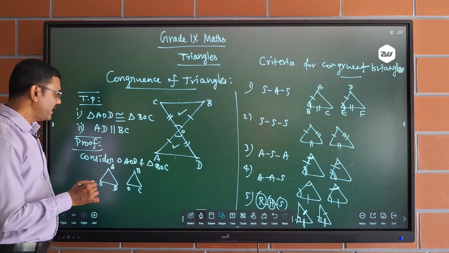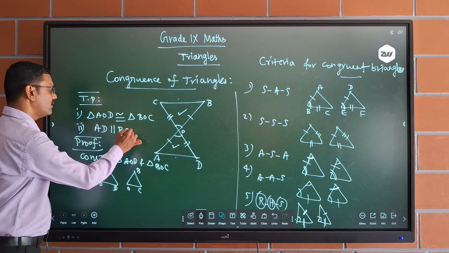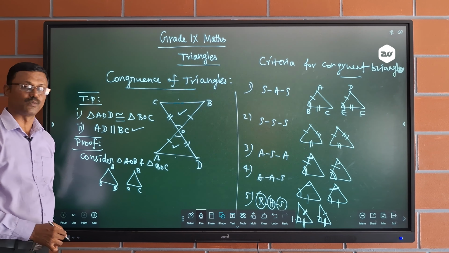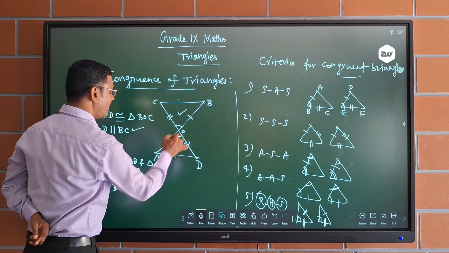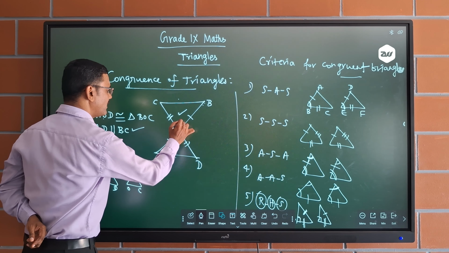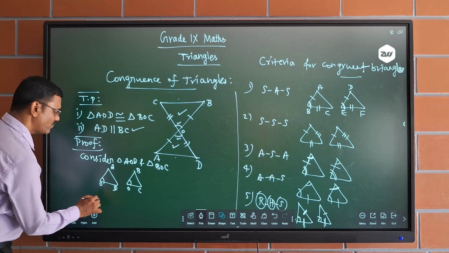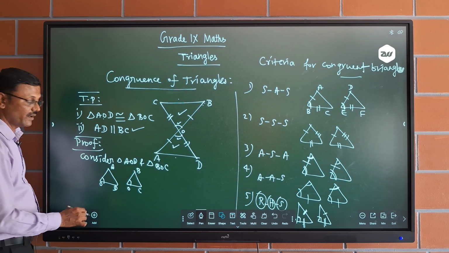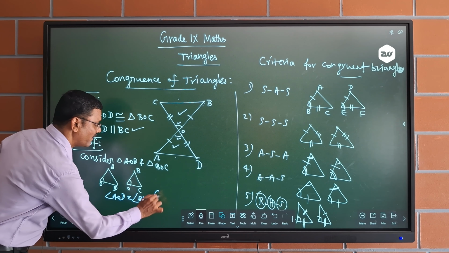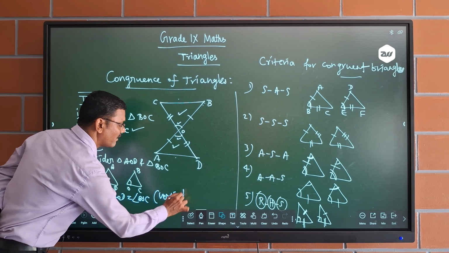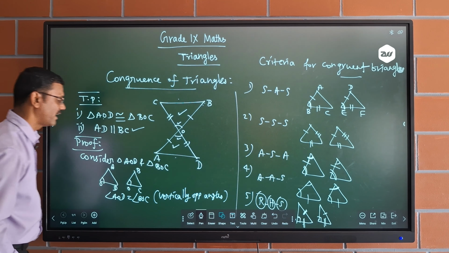Here first my aim is to prove that they are congruent triangles. That is the first one. After proving, I can go on to prove AD is parallel to BC. So how to prove, sir? Here in AOD and BOC, these two angles are equal, we know. They are vertically opposite angles. So angle AOD is equal to angle BOC. They are nothing but vertically opposite angles.